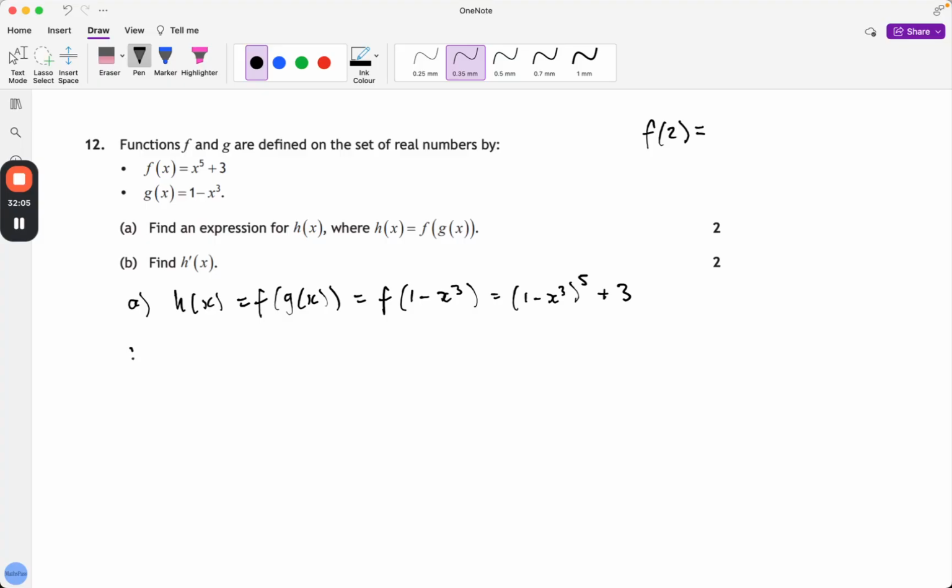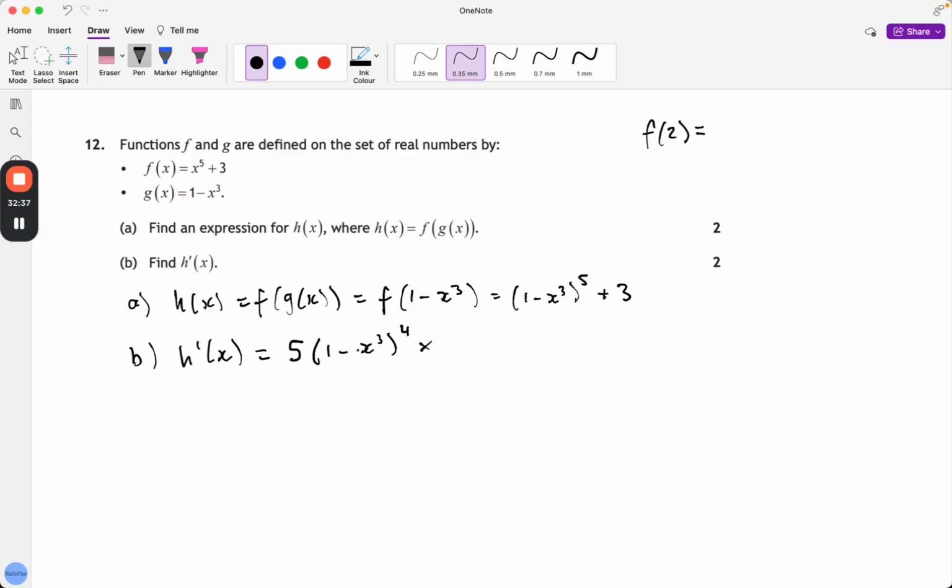For part B, we want to find h prime of x. So we're going to want to differentiate here. So we're going to have a little bit of chain rule involved, because we can see we've got this bracket which has an expression in it to do with x, and that's all to the power of 5. So h prime of x is going to be, you still use your normal rules. We're going to times by the power, keep our bracket the same, and then decrease the power by 1. And then we also have to multiply by the differential of this bracket.